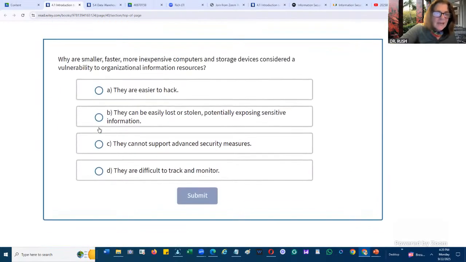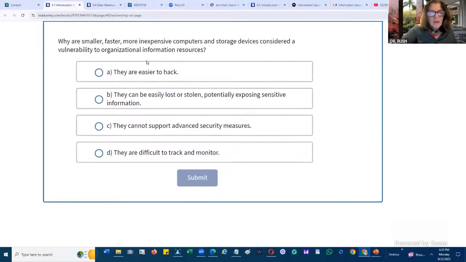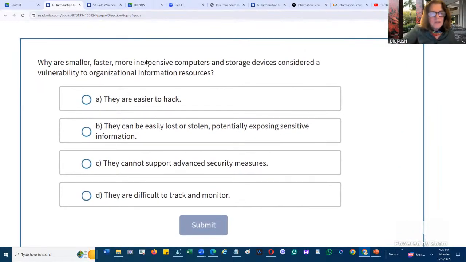And then, why are smaller, faster, and more inexpensive computers and storage devices considered a vulnerability? In this case, they're easier to hack, they can be easily stolen, potentially exposing sensitive information, they cannot support advanced security, and they're difficult to track and monitor. So what do you think, Marco? On this one, why are smaller, inexpensive devices considered a vulnerability? Because what? If I have a lot of iPhones around, right?